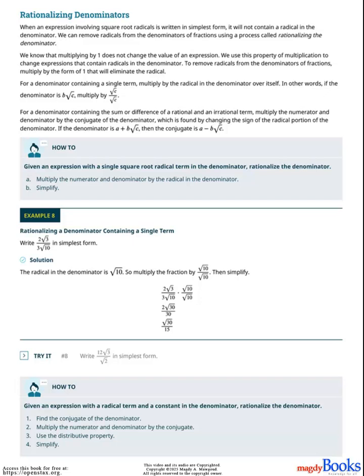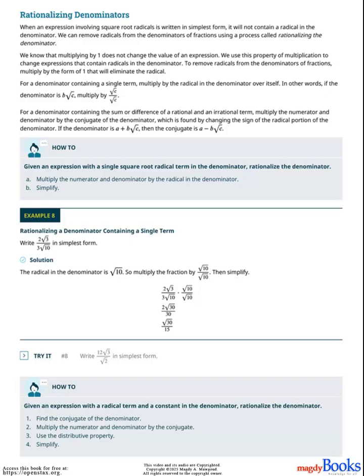Solution. The radical in the denominator is square root of 10. So multiply the fraction by square root of 10 over square root of 10. Then simplify. 2 square root of 3 over 3 square root of 10 times square root of 10 over square root of 10 equals 2 square root of 30 over 30, which equals square root of 30 over 15. Try it number 8. Write 12 square root of 3 over square root of 2 in simplest form.